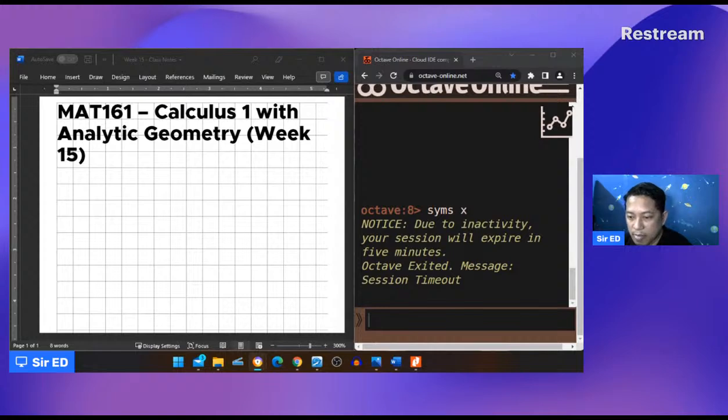Okay, so on the right side is my Octave. This is Octave on octave-online.net. From time to time, I'll be having a supplementary lecture utilizing this on my YouTube channel, so that this could also help students in solving and verifying. It's an online calculator actually. It could solve anything from arithmetic, algebra, trigonometry, calculus, and higher mathematics.